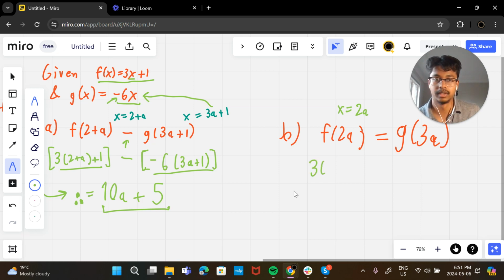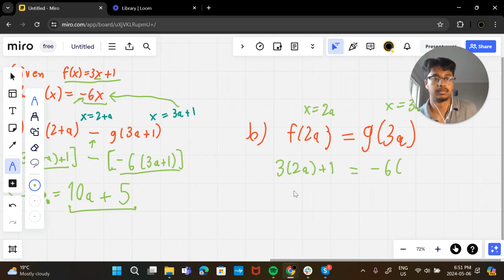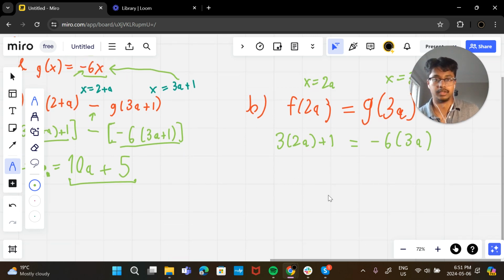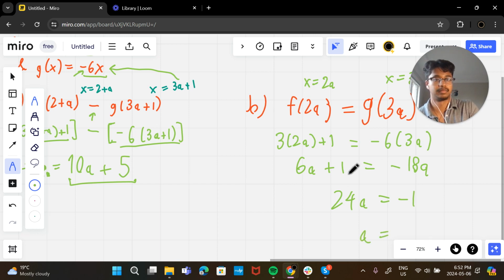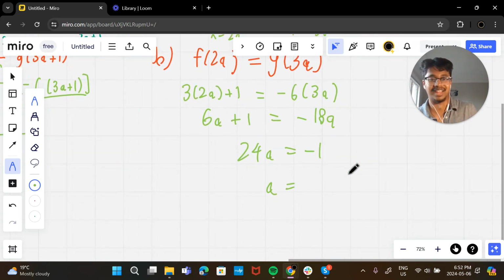So 3 times 2a plus 1, and g is 6 over 3a, sorry. Yep. And then you just set this up, and maybe I'll just do this math real quick. Negative 18a. So you bring this to the other side, you can have 24a, and then bring this one to the other side. Get something like this. Something about that doesn't seem right, but I think that should be fine though.